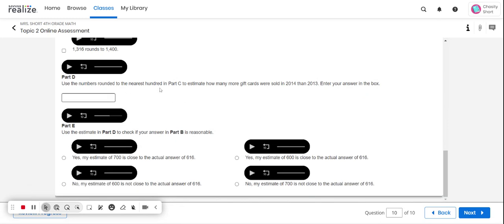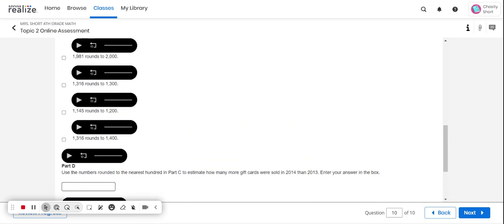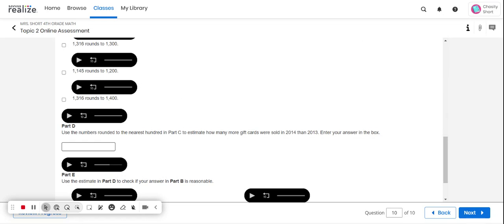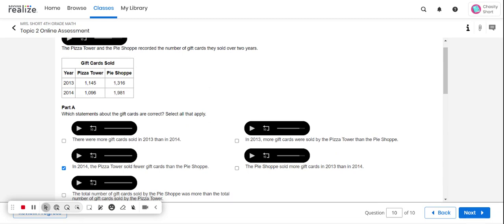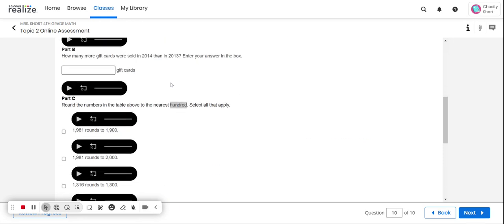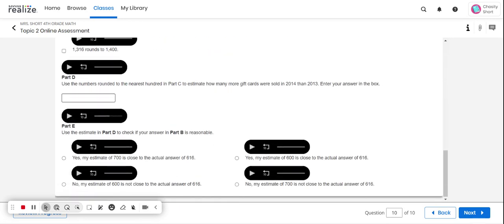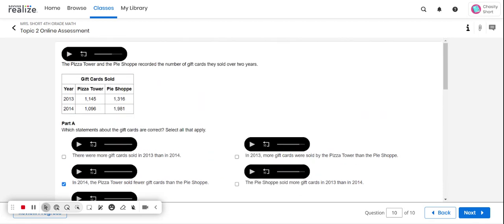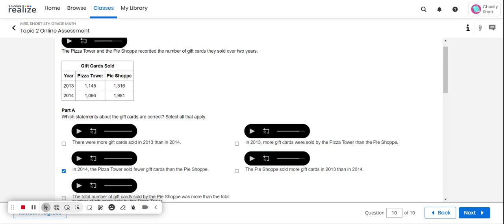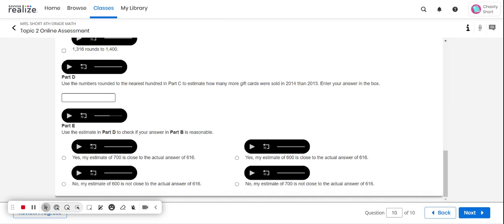Use the numbers rounded to the nearest 100 in Part C to estimate how many more gift cards were sold in 2014 than 2013. So you're going to round every single number to the nearest 100. Up here, every one of those gets rounded to the nearest 100. And you need to tell how many more gift cards were sold in 2014 than 2013 from those rounded numbers. And I'm actually going to print off something here for you guys that's going to help you out, because I feel like that's a lot of information to ask about one question, one chart. So tomorrow I'm going to have something there for you at your desk to help you out with that. So if this is still confusing to you, it's okay. I'm going to help you out a little bit on it.